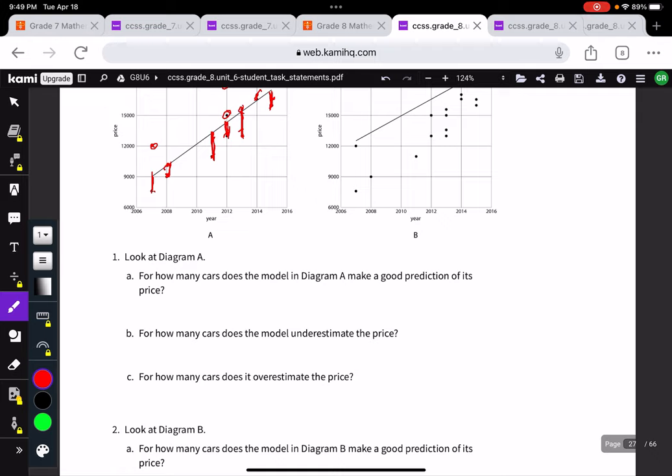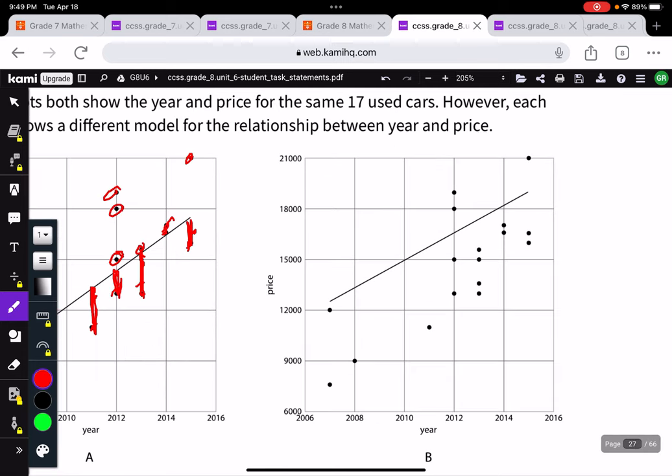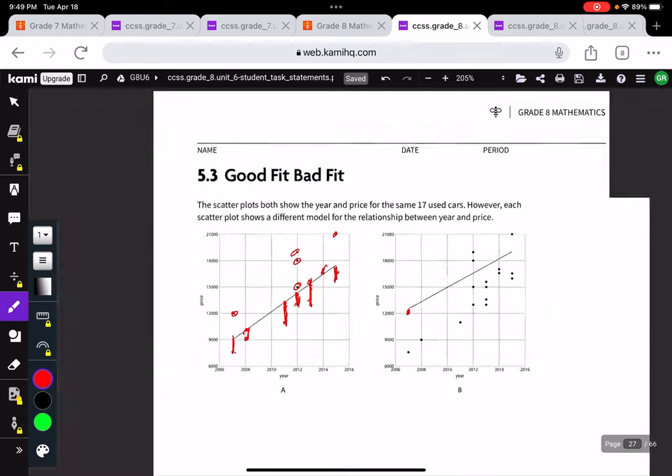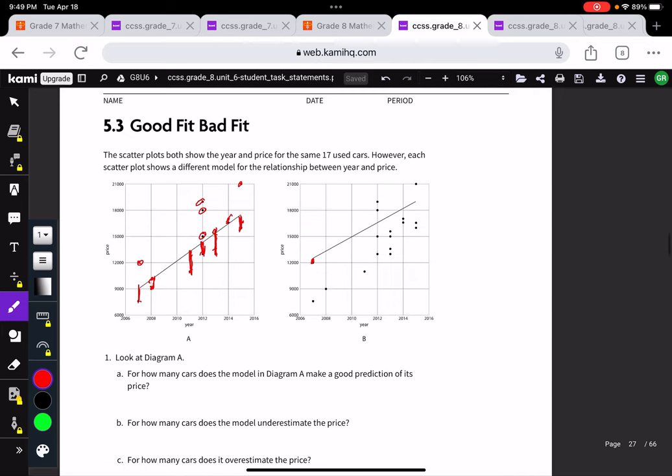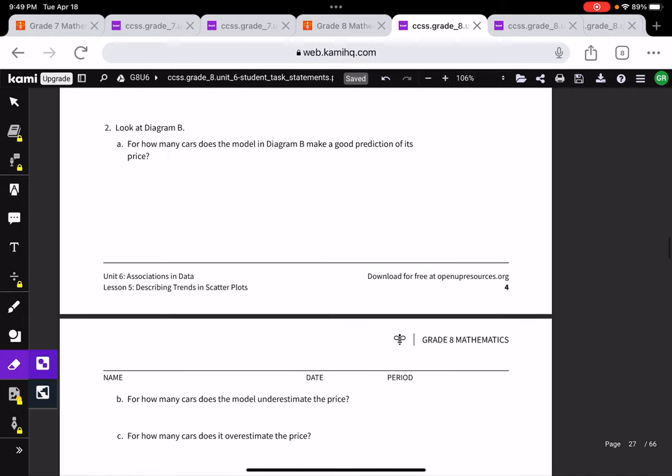For how many cars does the model in diagram B make a good prediction of price? In my opinion, it looks like it's only that one. Is it exact, right? I kind of want to erase all that again so that I can see. Kind of only one for A.